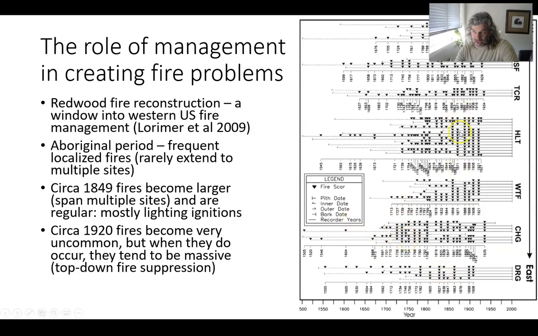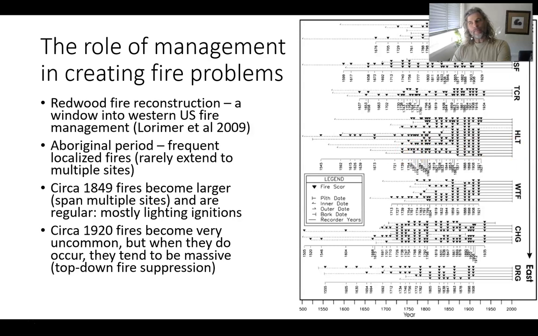Now, as you get later, particularly post 1850, post the gold rush and the California genocide, what you start to see is that fire becomes less regular, but it becomes more linked, more harmonized within sites and across sites. So what's happening there? Those are likely lightning ignition fires, and without maintenance of low fuel conditions, fire is more likely to spread between sites.